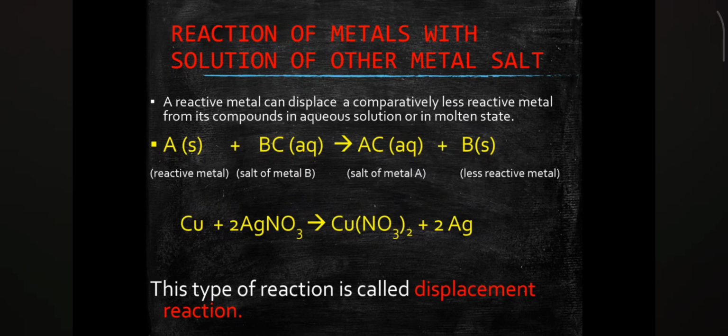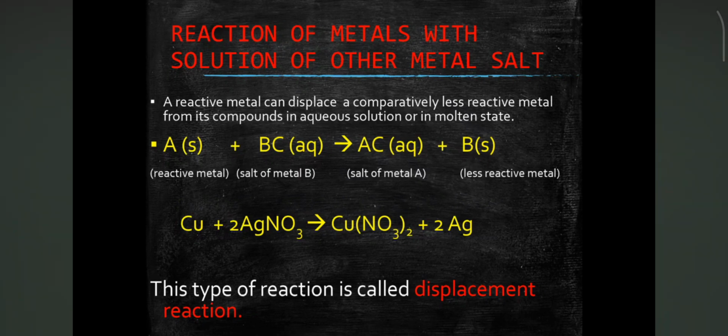So here A is more reactive than B, so it will displace B and form AC, or salt of metal A. For example, when copper reacts with silver nitrate, it gives copper nitrate and silver. This type of reaction is called displacement reaction.